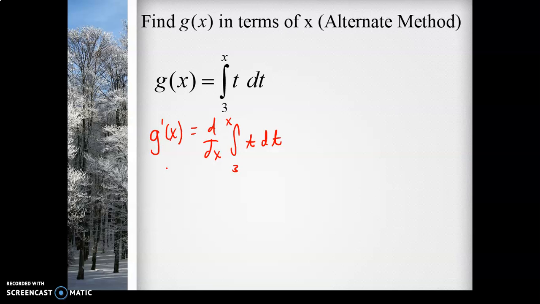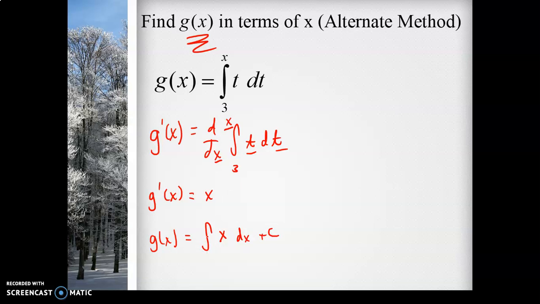And the other part of the fundamental theorem of calculus says if this variable matches this variable, and if this variable matches this variable, basically you can just plug it in. And so g prime of x would just plug in x, and I would just get x. So g prime of x would be x. And then I want to know what g of x is, so I need to take the integral here. So I'd say, okay, well, g of x is going to be the integral of x dx plus c.